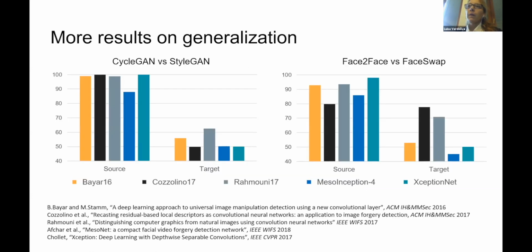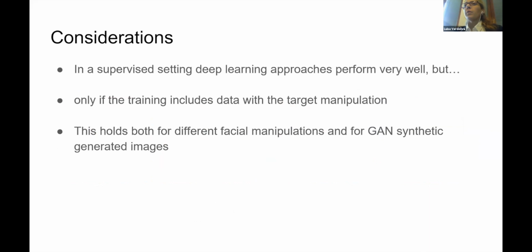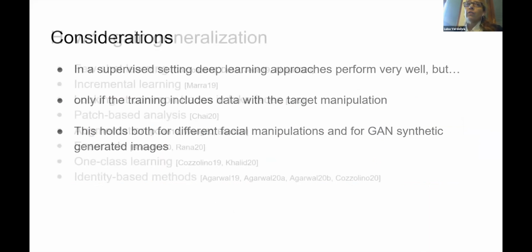And these are also some other results on GAN. We actually consider here CycleGAN versus StyleGAN, so different types of GAN architectures. Again, performance drops. And of course, this also happens for image-to-image translation, so just changing the style of an image. In a supervised setting, everything works well, but the main problem is generalization.